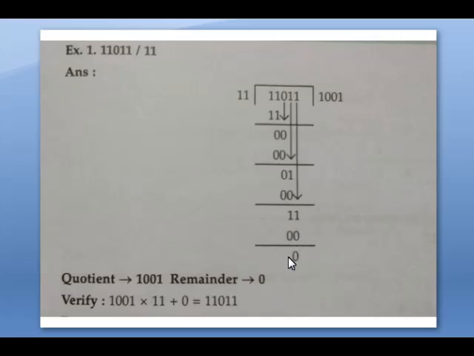This is a printing mistake in your book. Make it as 11. Okay students, 1 minus 1 is 0, 1 minus 1 is 0, so the quotient is 1001 and the remainder is 0. This is the way you have to verify the answer: whatever quotient you got, multiplied with the divisor plus the remainder 0, you will get the dividend. This is the way you have to verify your answer.